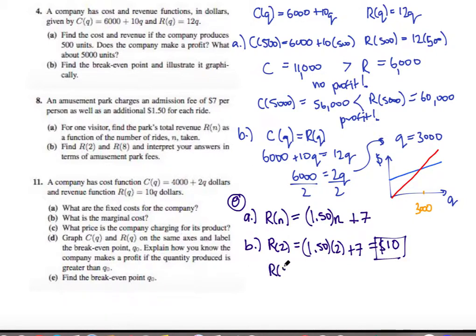By comparison, if they ride 8 rides instead of 2, then the park is making a revenue of $16. I'm sorry, not $16. That would be $19.